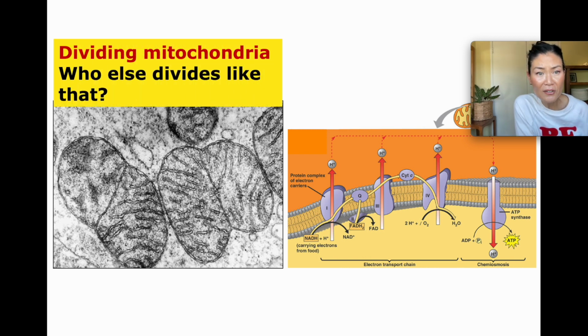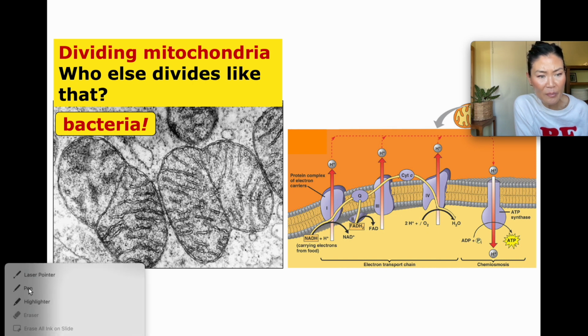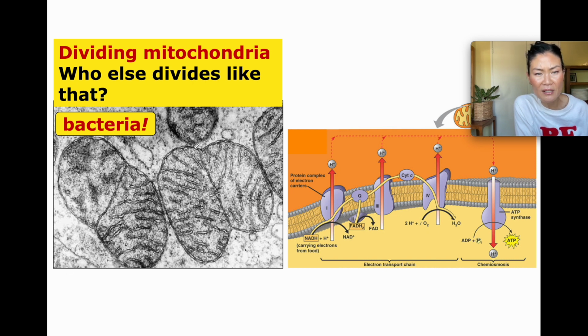So you can see here in this microscopic photo, we've got two mitochondria that are actually dividing. They're dividing just like bacteria do. It looks like it's dividing by binary fission. This is one mitochondrion dividing into two. Here's another mitochondrion that looks like it's dividing into two. And so this is another evidence of what we call endosymbiosis.